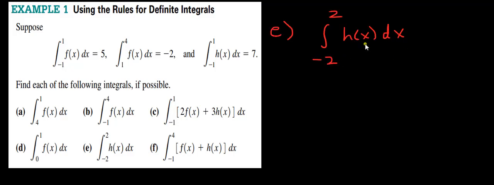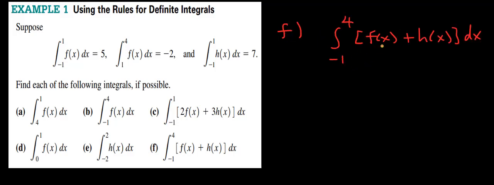What about the integral of h of x from -2 to 2? This is also not possible to evaluate with the given information. The only information we have about h of x is the integral from -1 to 1. But this one goes from -2 to 2, and we don't know what's happening between -2 and 2. So this one is also not possible.